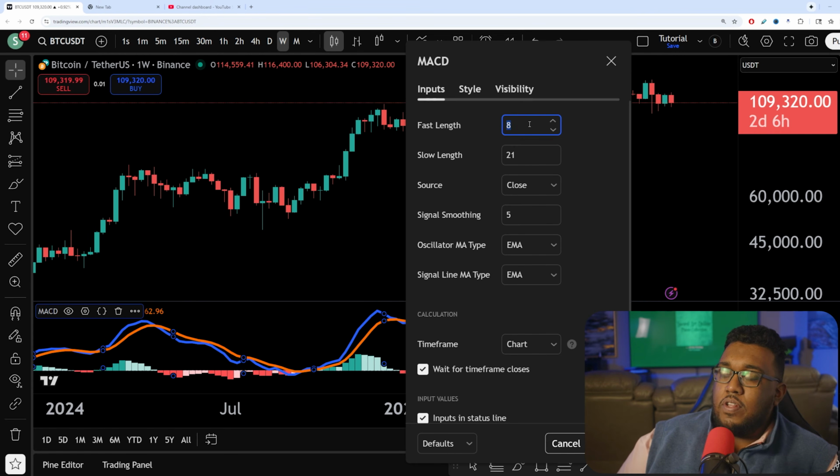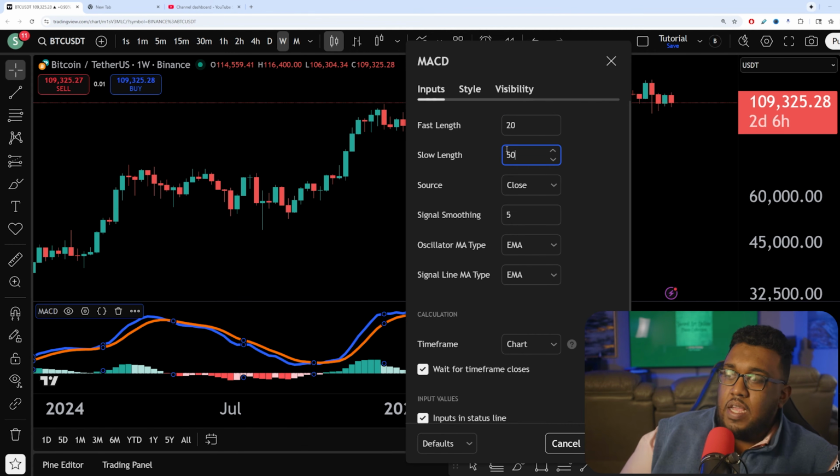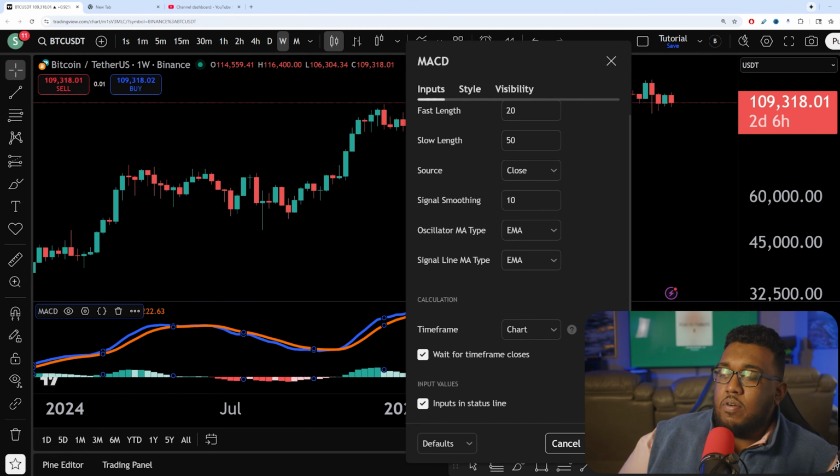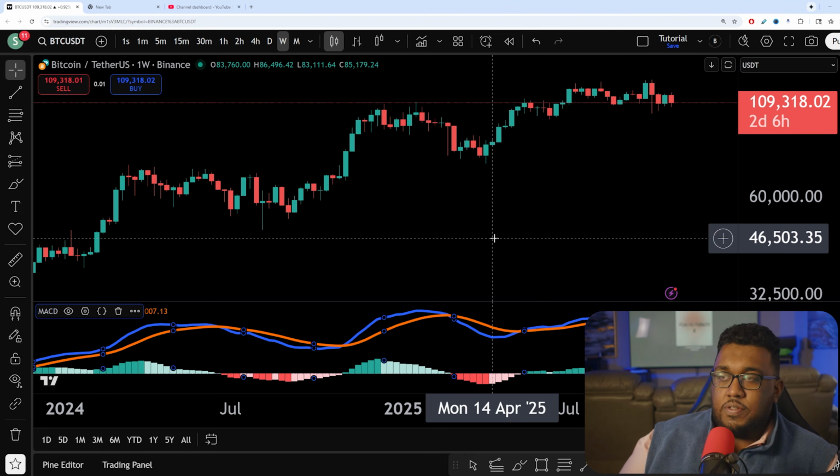The fast length for the long term, we're going to be going from 8 all the way up to 20. From 21, we're going to be going all the way up to 50. And the signal smoothing line is going to go from 5 all the way up to 10 here. Everything else is going to be on EMA, good. Source is going to be close right here, same as always. And then you're going to hit OK. And those are the settings you guys need to use.